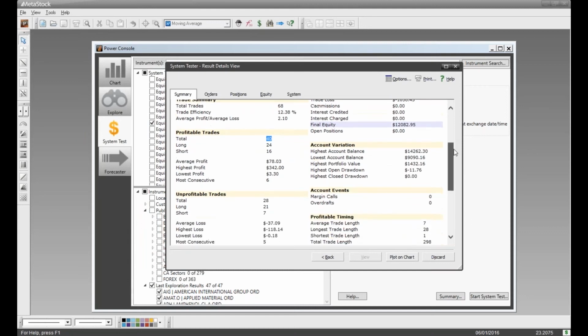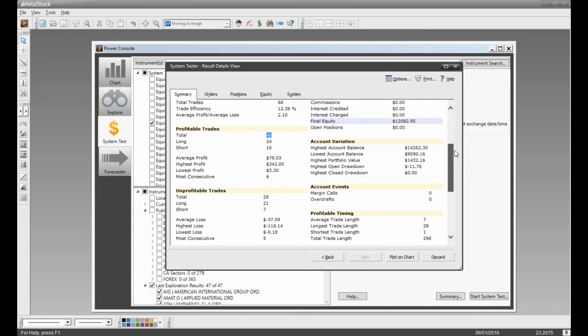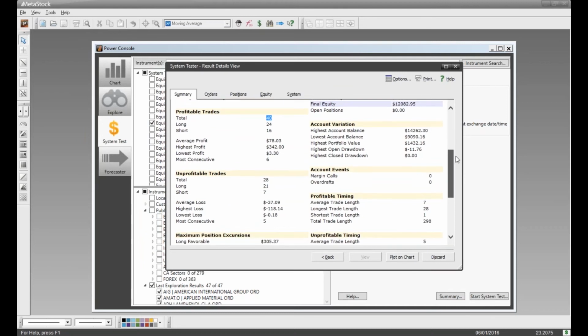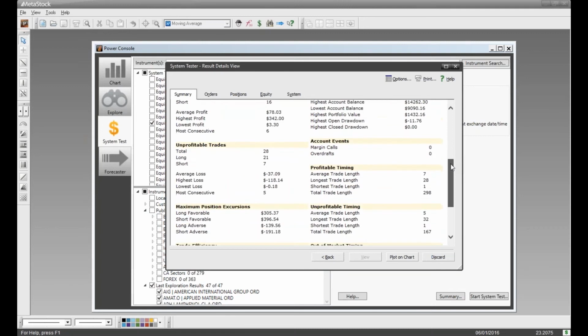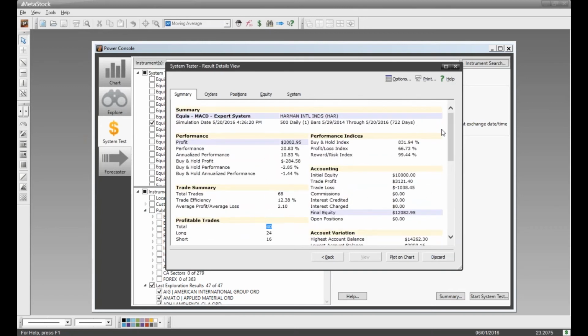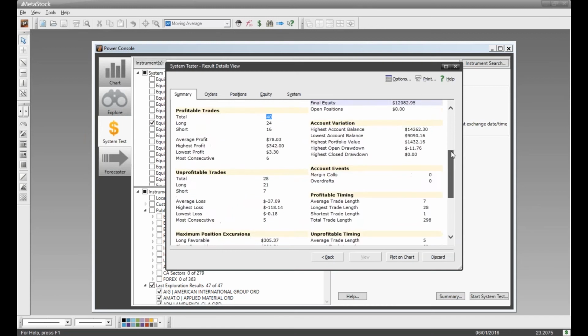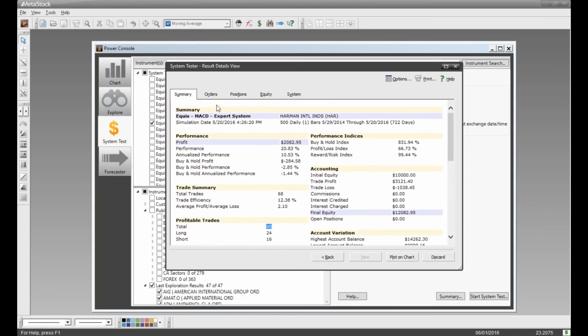I had 28 unprofitable trades, but that's okay because I won more on each of my winning trades than I lost, which was very important. So my average profit on a trade was $78. My average loss on a trade was $37. So that's a good ratio. We're okay with that. So I can go through many statistics with the system tester. But let's keep moving right along.